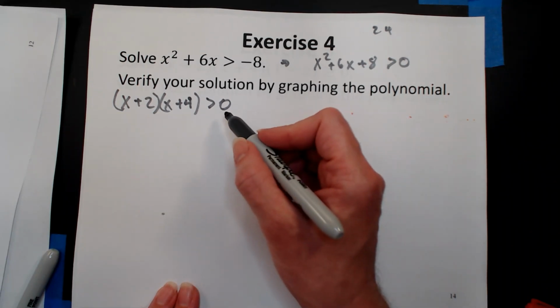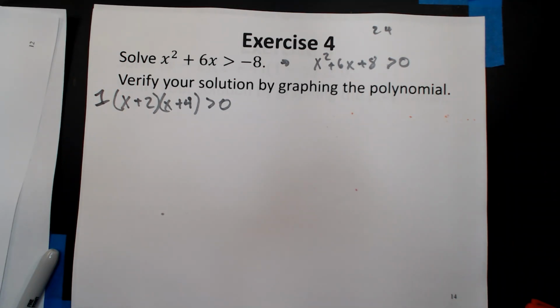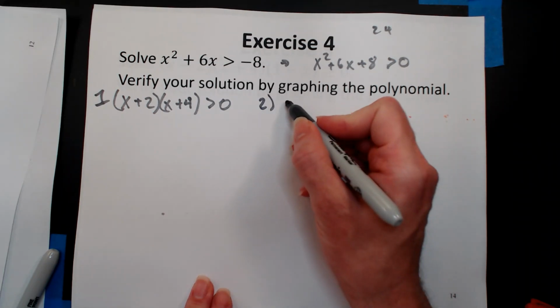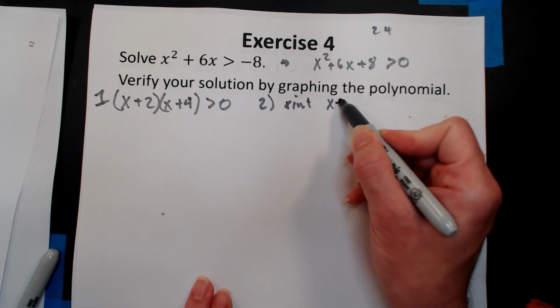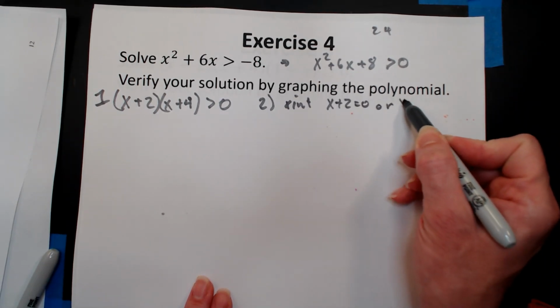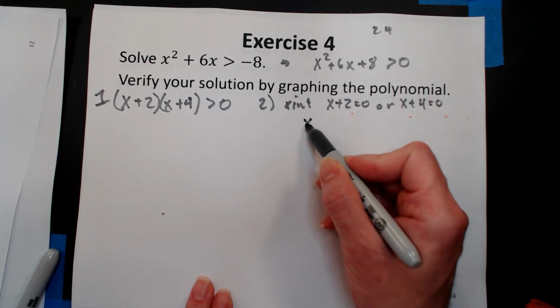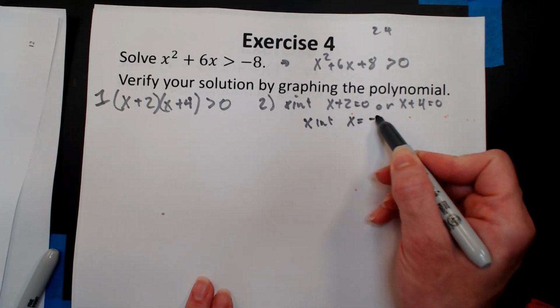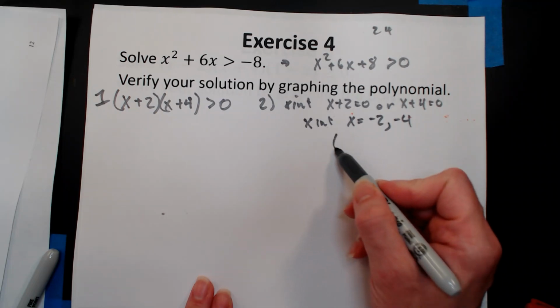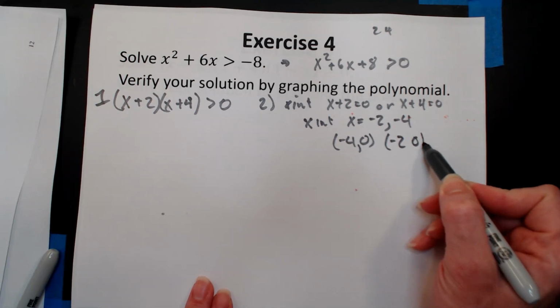So now we've isolated, this is number 1. Next we're going to find our x-intercepts, so part 2, x-intercepts, which is going to be x plus 2 equals 0, or x plus 4 equals 0, which is going to give us x-intercepts of x equals negative 2 or negative 4, or the points negative 4, 0 and negative 2, 0.